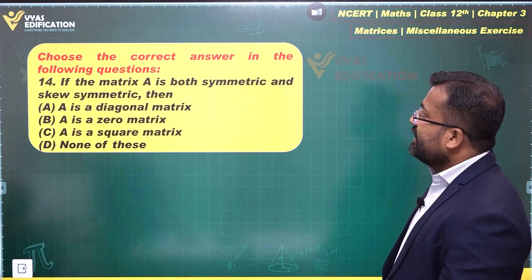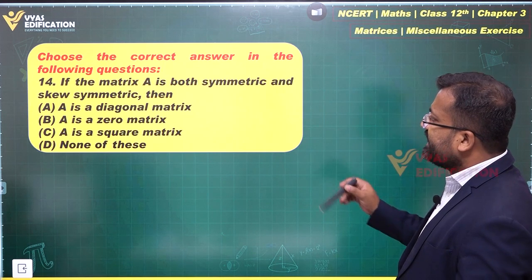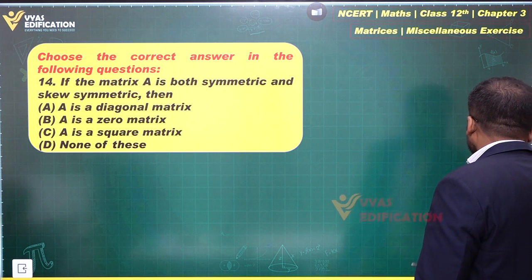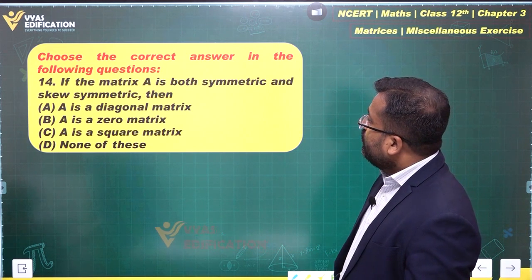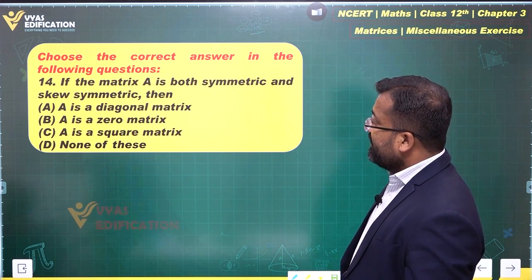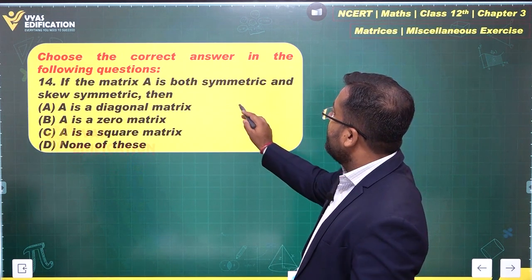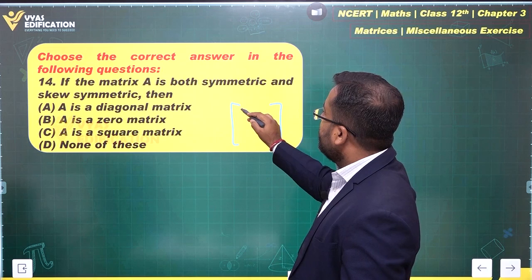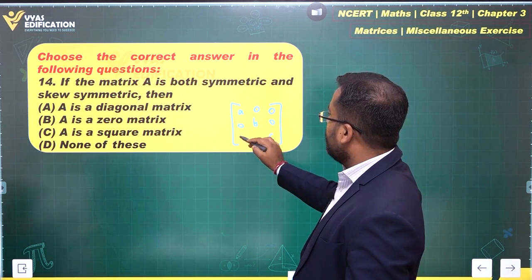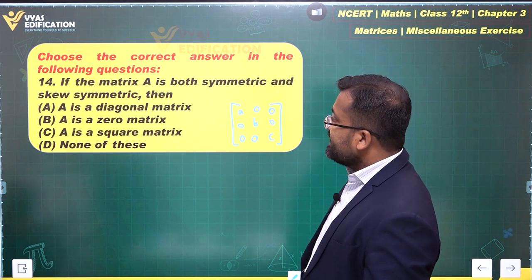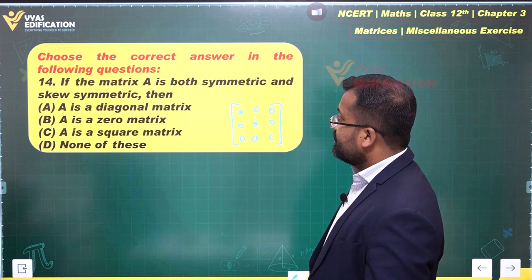Let's see this question. We have to choose the correct answer in the following. If the matrix A is both symmetric and skew symmetric, in that case, what kind of a matrix will it be? Will it be a diagonal matrix, a zero matrix, a square matrix? Now, what does a diagonal matrix look like? A diagonal matrix would have diagonal elements and non-diagonal elements would be 0. What else? A zero matrix will have all elements 0. And A is a square matrix.